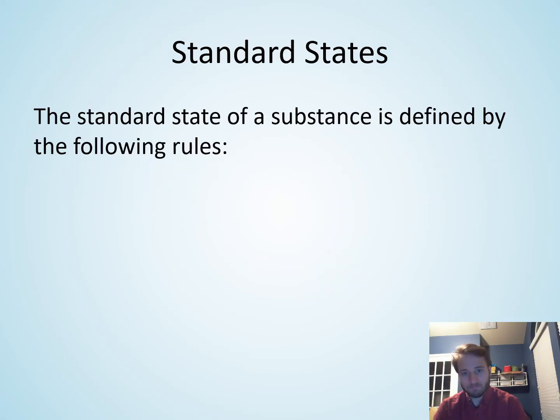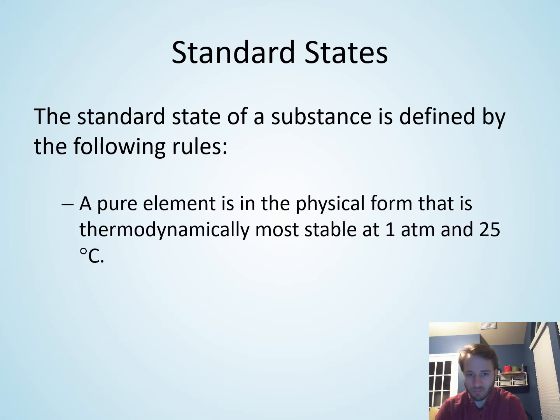All right. And then we're going to talk about entropy and Gibbs free energy changes for chemical reactions. But to do that, we need to define something called standard states. So the standard state of a substance is defined by the following set of rules. A pure element in its physical form that is thermodynamically most stable at 1 atmosphere, 25 degrees Celsius.